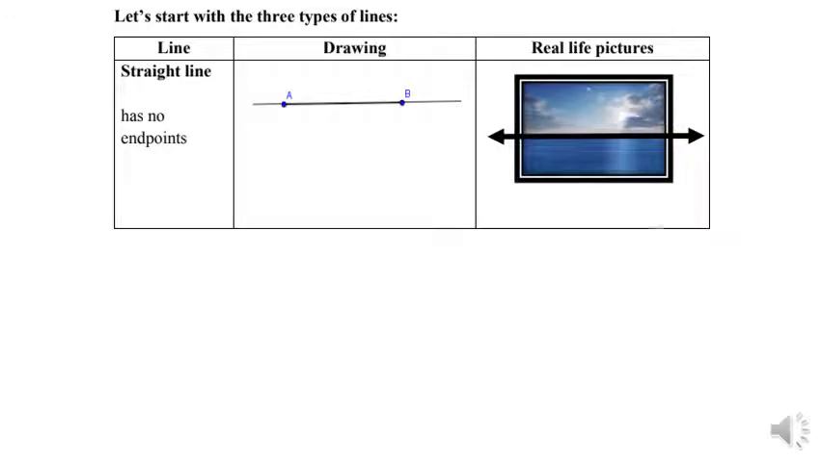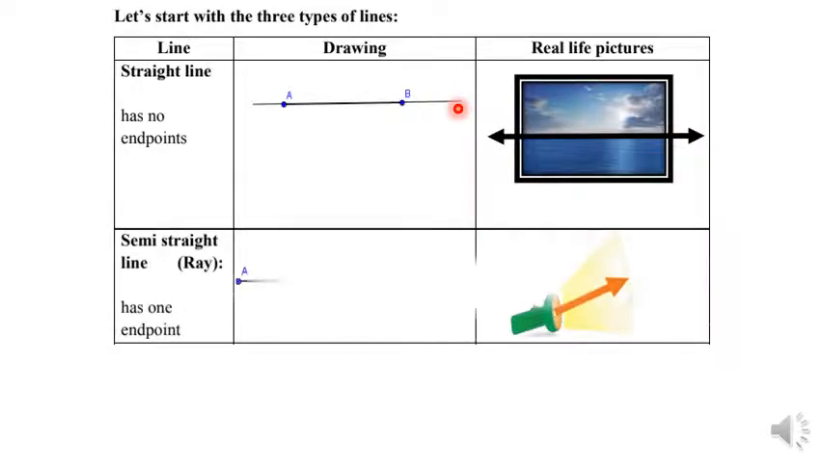Let's start with the 3 types of lines. 1. The straight line. This is an example of a straight line. The straight line has no endpoints, no starting point and no endpoint. Semiline, or we can say it a ray. This is a semiline. It has one starting point and on the other side no endpoint, just like the flashlight.